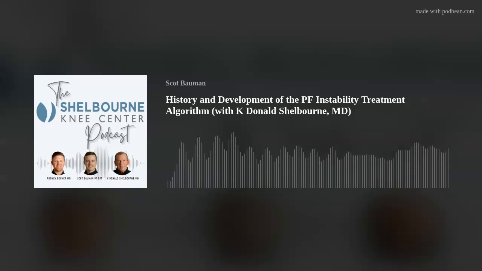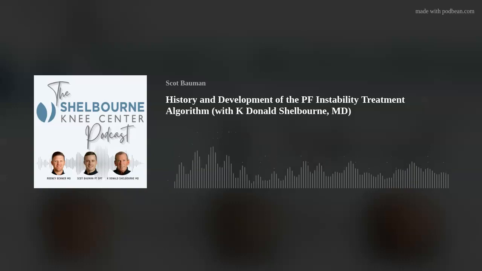The only problem we have with the algorithm is people with patella alta that have asymmetric Merchant's view, that we just do a soft tissue procedure that works 2/3 of the time. But that's still pretty darn good.